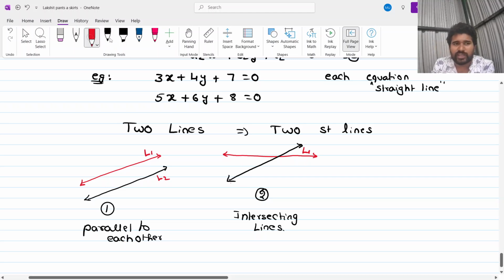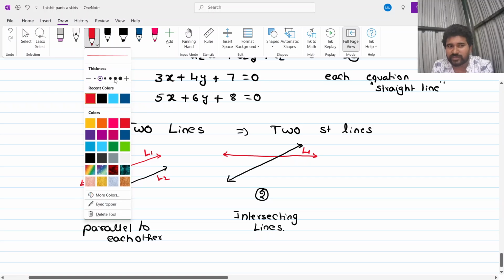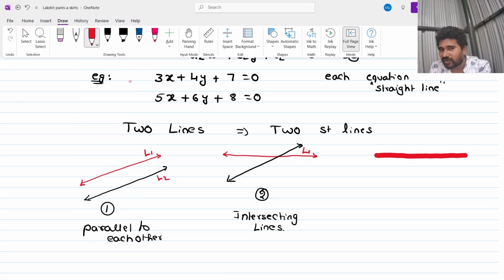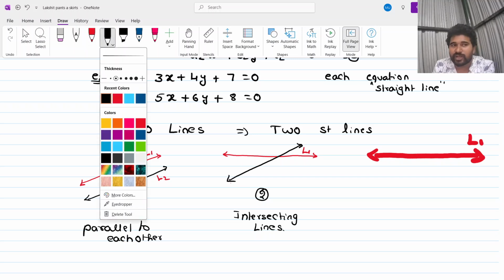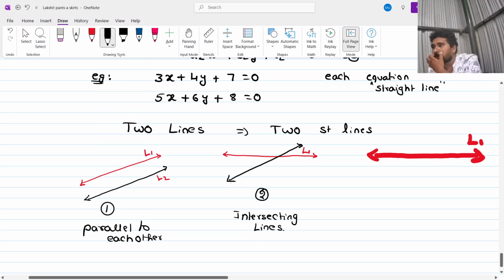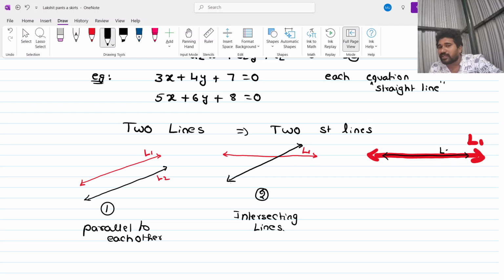I have drawn one line. Let me draw that line like this. This is the line I have drawn. What is the name of that line? Line 1, let it be. Now, I want to draw one more line. I can represent the second line exactly on the top of it. So, the second line is on the top of the first line. Understand that? So, this kind of representation comes under third case.